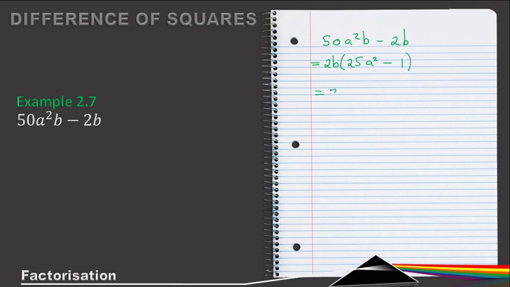Then we have 2b. Now, here we have 2 terms, both are perfect squares. So we can now expand it into 2 brackets with a plus and a minus. And then we have 5a over here and here, and we've got 1 over here and here.